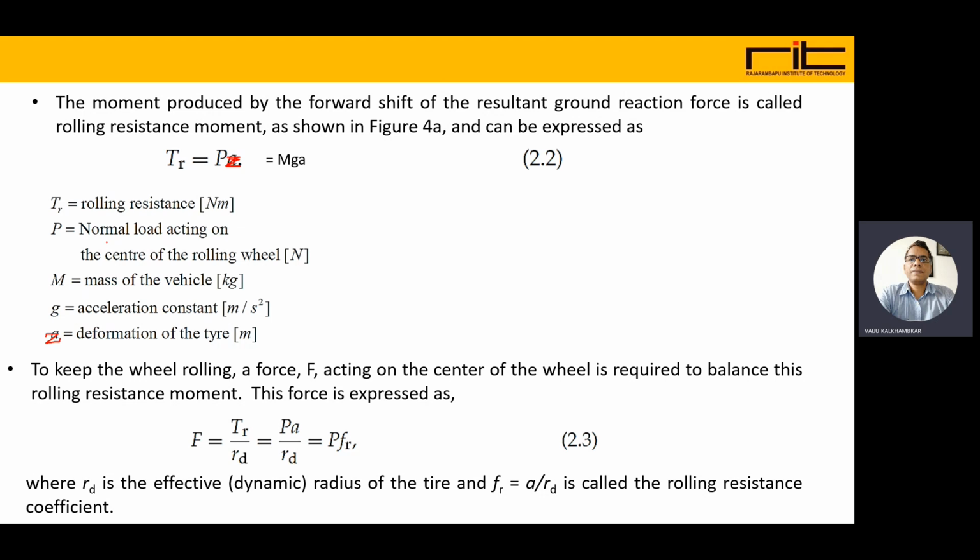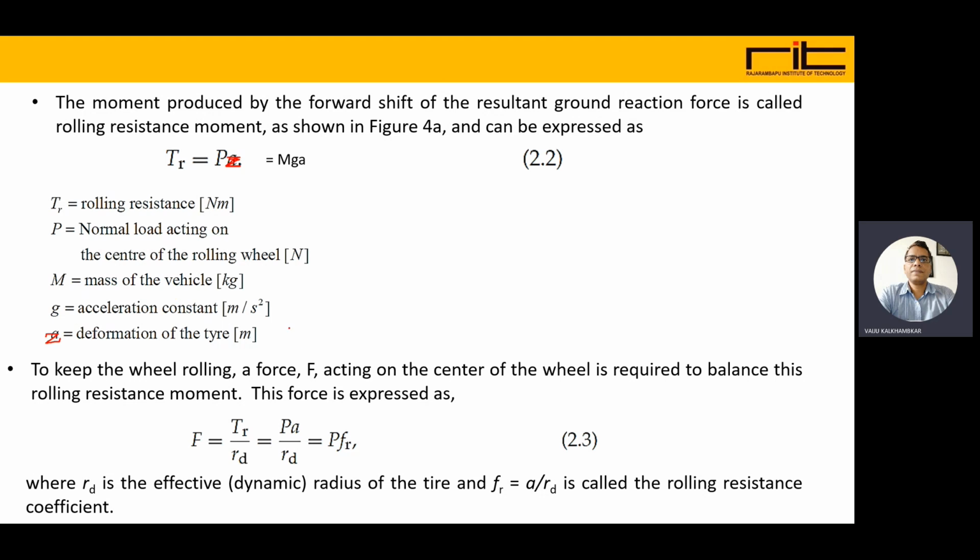P is the normal load acting on the center of the rolling wheel. M is the mass of the vehicle in kg. G is the acceleration constant. Z is the deformation of the tire. So with this, we can write the expressions.